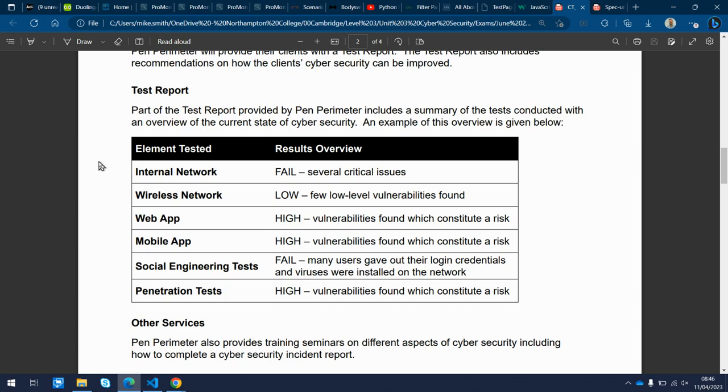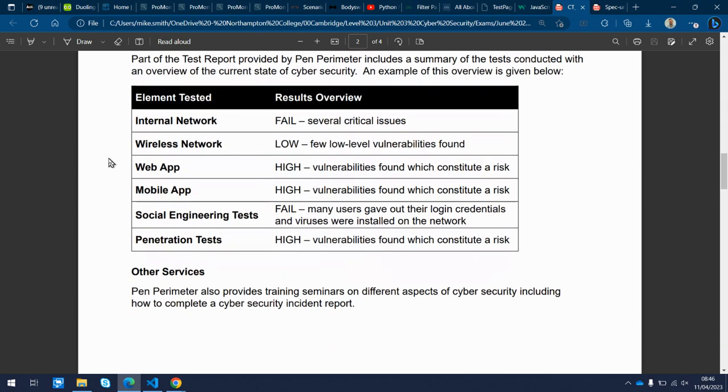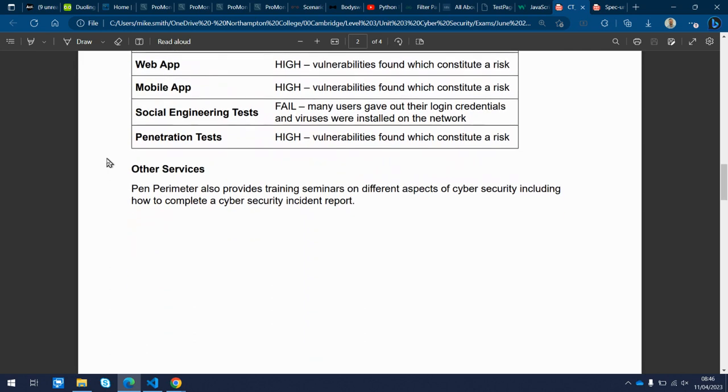Now, further in this report, it'll be more detailed about what these specific tests were. So this is just a kind of overview to give us an idea about what was discovered as a result of this testing. The only other part of this case study is this one sentence at the bottom that tells us that, as well as doing this, they also provide training on different aspects of cybersecurity, including how to complete a cybersecurity incident report.